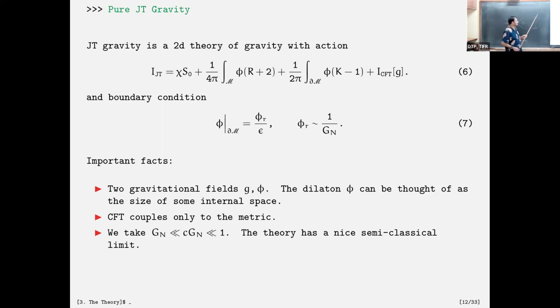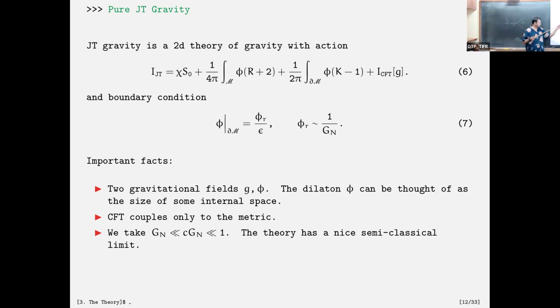Okay, so the action of JT gravity is some topological term plus the dilaton times R plus 2 plus a boundary term plus the action of a CFT, which couples only to the metric. There's a boundary condition that phi on the boundary has to have a particular value. This phi_r is like 1 over G Newton, it controls perturbative corrections. And this S naught controls non-perturbative corrections. It's a funny theory with two G Newtons. The dilaton is like the size of some internal space, and the CFT, as I mentioned, couples only to the metric.